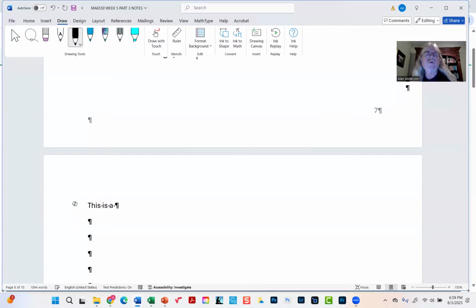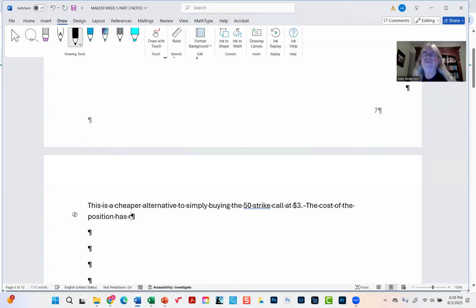This is a cheaper alternative. Simply buying a 50 strike call at $3. The cost of the position has been reduced by 2/3, but the gain is limited to $2.